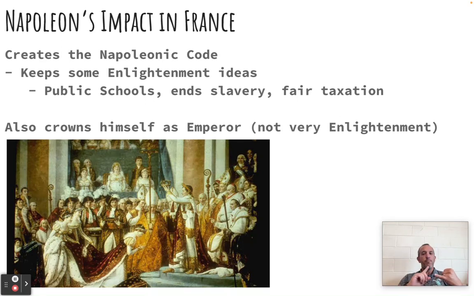He brings public schools into play, which is one of the most Enlightenment equality things that you can have, because regardless of income, you get access to an education. He's going to end slavery, which is a big deal. Remember William Wilberforce and the Enlightenment in England. So connection to that, and also fair taxation. So this whole idea of this revolution starting because of unequal social classes, he's going to create fair taxation. So he does keep some of this.